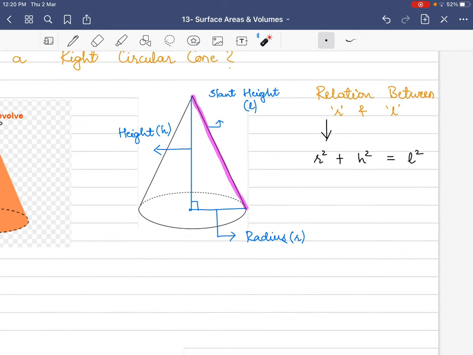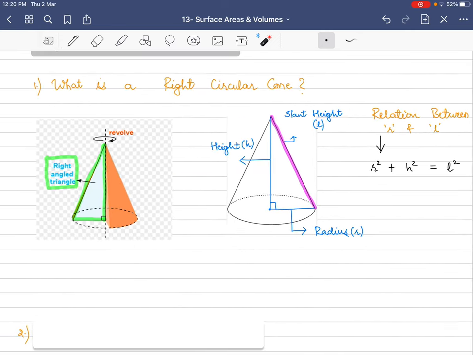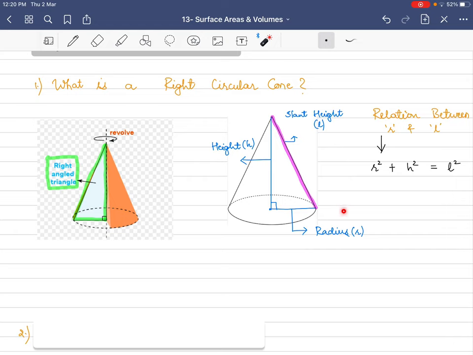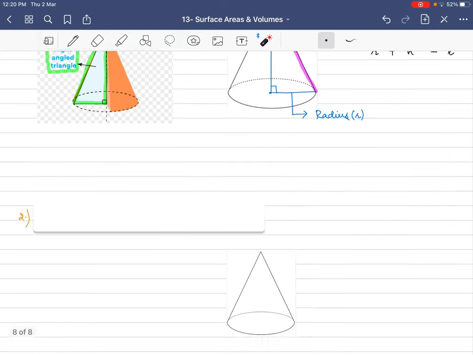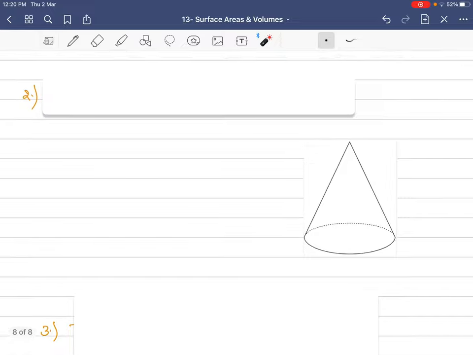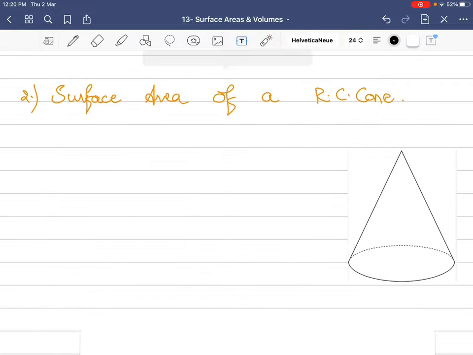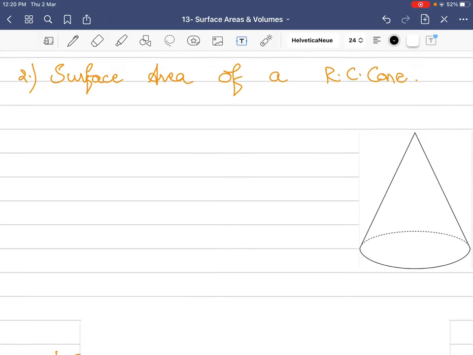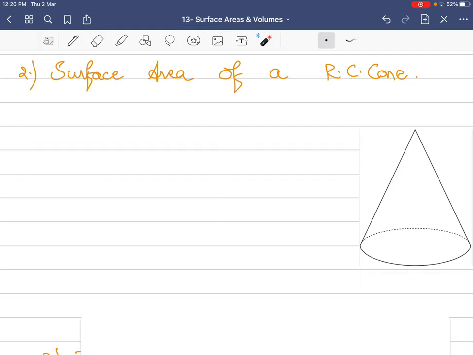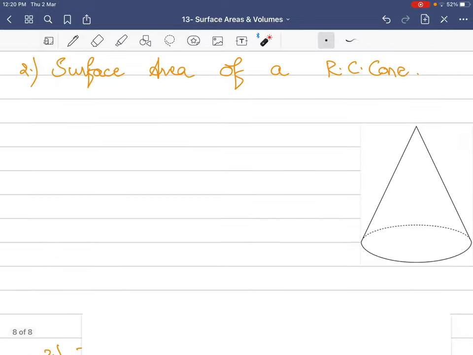So thus we have understood what a right circular cone is, and we have seen the relationship between these three parameters. Now let's move to the actual topic of this chapter, which is nothing but the curved surface area of the right circular cone. So the next topic that we are going to discuss is surface area of a right circular cone, RC cone. Now once again, we don't have a proof for this formula, we just directly use a formula which is given to us.